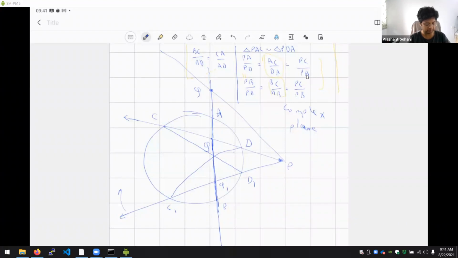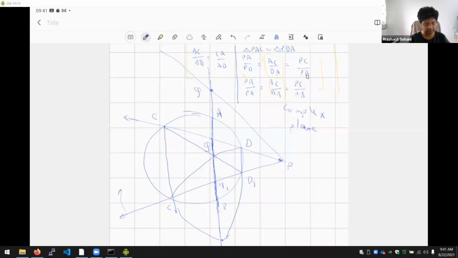What do I mean by the cross join? I join point C with D1 and D with C1. This cross join also lies on the same line. And the parallel join, by which I mean CC1 and DD1, will also intersect on the same line. So all of these concurrencies are happening in this diagram. The cross join as well as the parallel join meet on the same line, line AB.